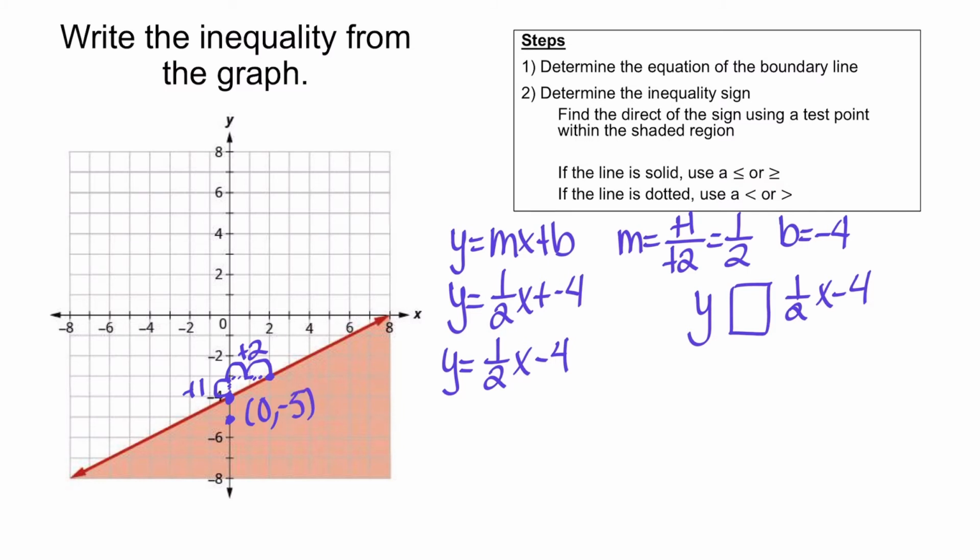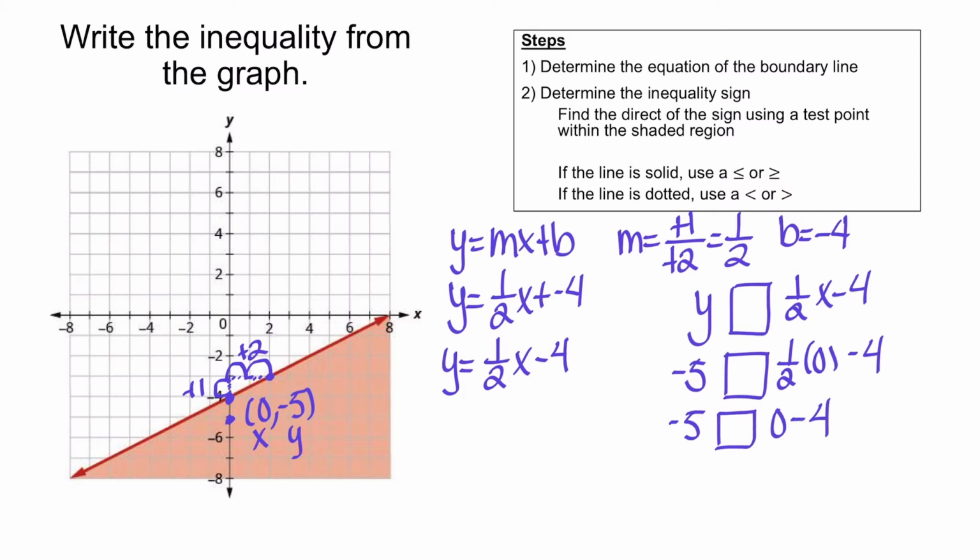If I plug in those values for x and y, I get -5 and then some sign 1/2 times 0 minus 4. 1/2 times 0 is 0, minus 4, which is -4. So now I need to figure out the relationship between -5 and -4. Well, -5 is less than -4. So I'm going to use the less than sign.